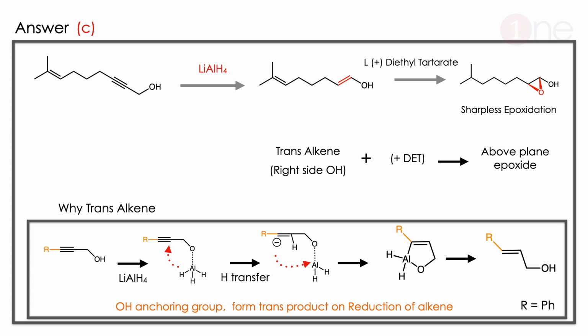Let us see why the trans alkene is formed there. In the starting material, which is an alkyne, the OH group is the anchoring group for lithium aluminum hydride, so it forms a 5-member transition ring. The attack always occurs in the opposite position, so the attack and elimination of the catalyst lead to trans, only trans. So the reactant converts into the trans form and epoxidation occurs at the trans position.